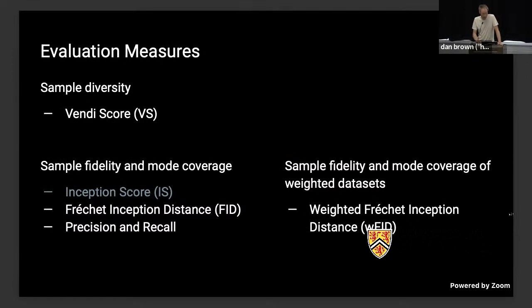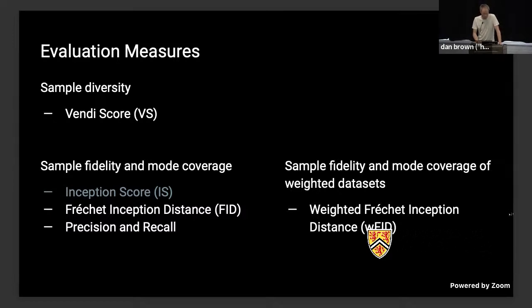We then evaluate the models on these different measures. So for the sample diversity, the Venn score again. Then the typical standard evaluation metrics on sample fidelity and mode coverage. We did test the inception score. I'm not going to show it here because it's not super relevant, but FID and precision and recall.